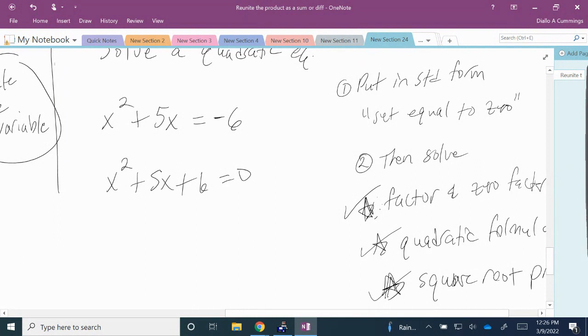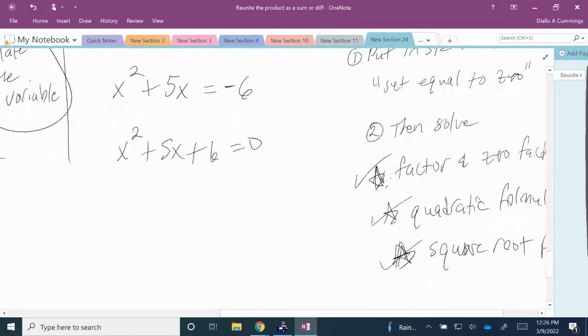Right. Now I'm going to factor. Right, so we factored this earlier. So we have x and x. All right, it's still set equal to 0. My two numbers are positive. The two numbers I'm going to use are 2 and 3.